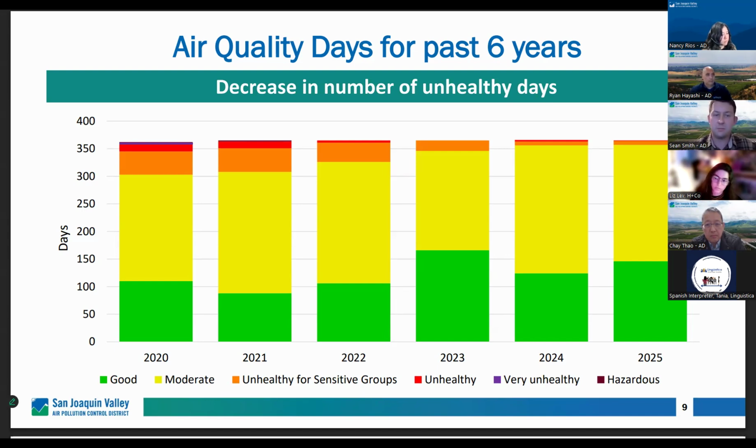Just to give you some specific numbers, compared to 2024, 2025 has had only 3 unhealthy for sensitive groups days, and then it's had 0 unhealthy or very unhealthy or hazardous days. So we've actually been able to reduce the number of days in those unhealthy categories. Slide, please.